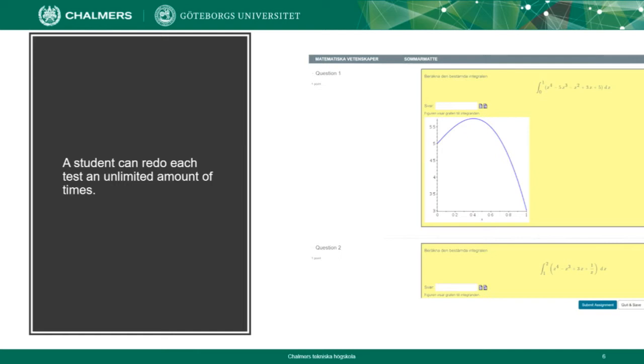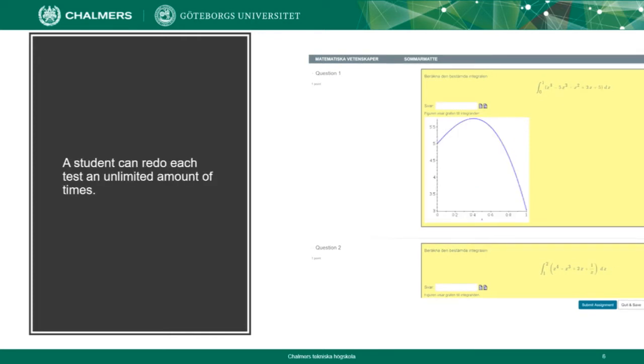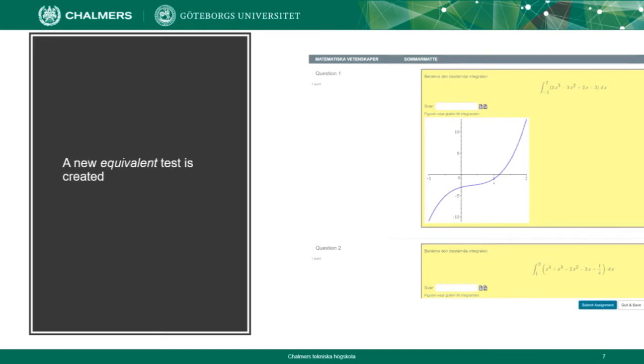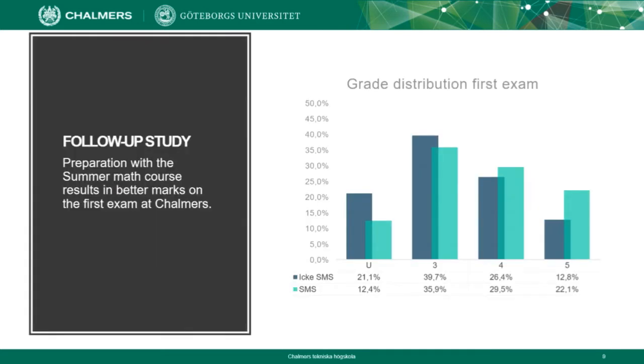But each time they redo it, they get an equivalent test, but it's not the same. So we can generate questions. If you look here, we have two different graphs and two different integrals to solve there, for example. I will show more examples on content later on, if you have time.